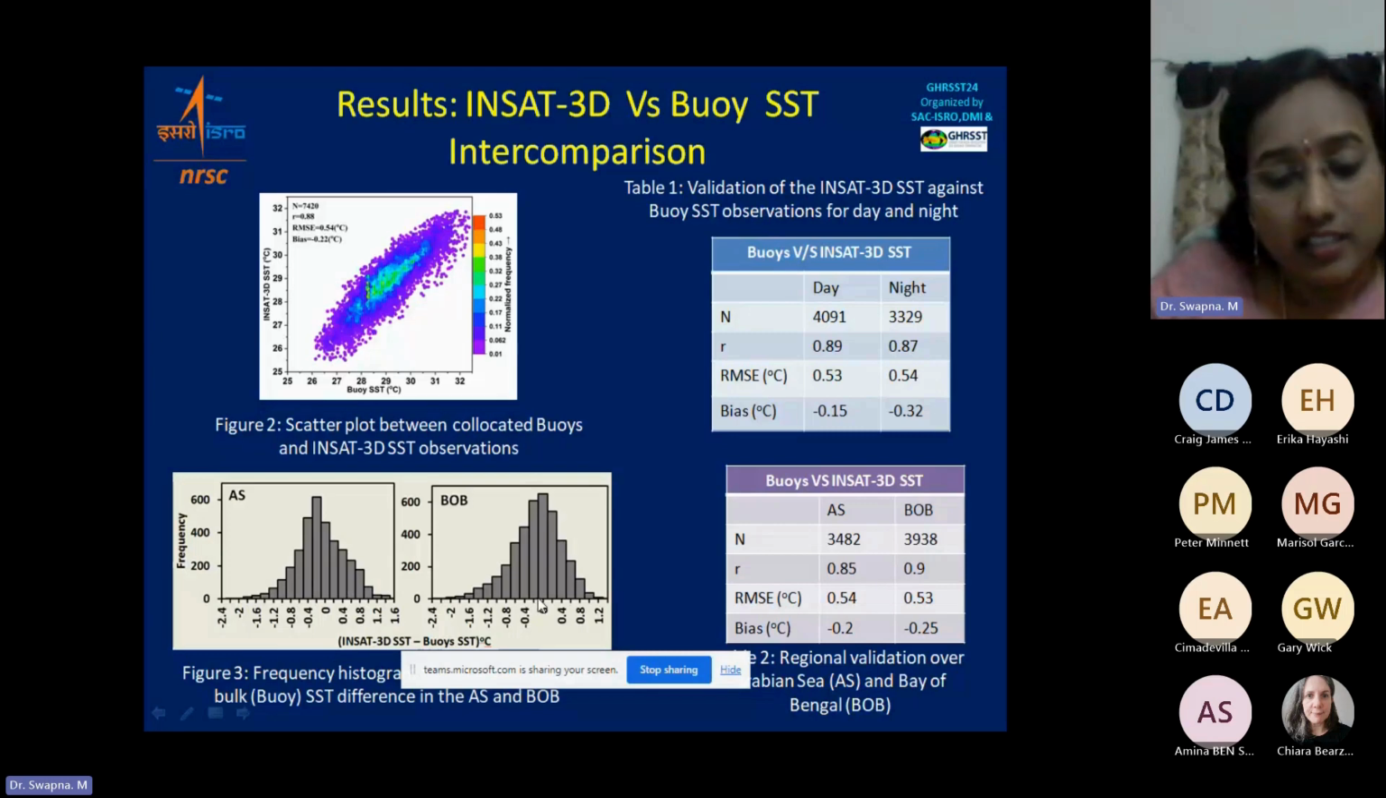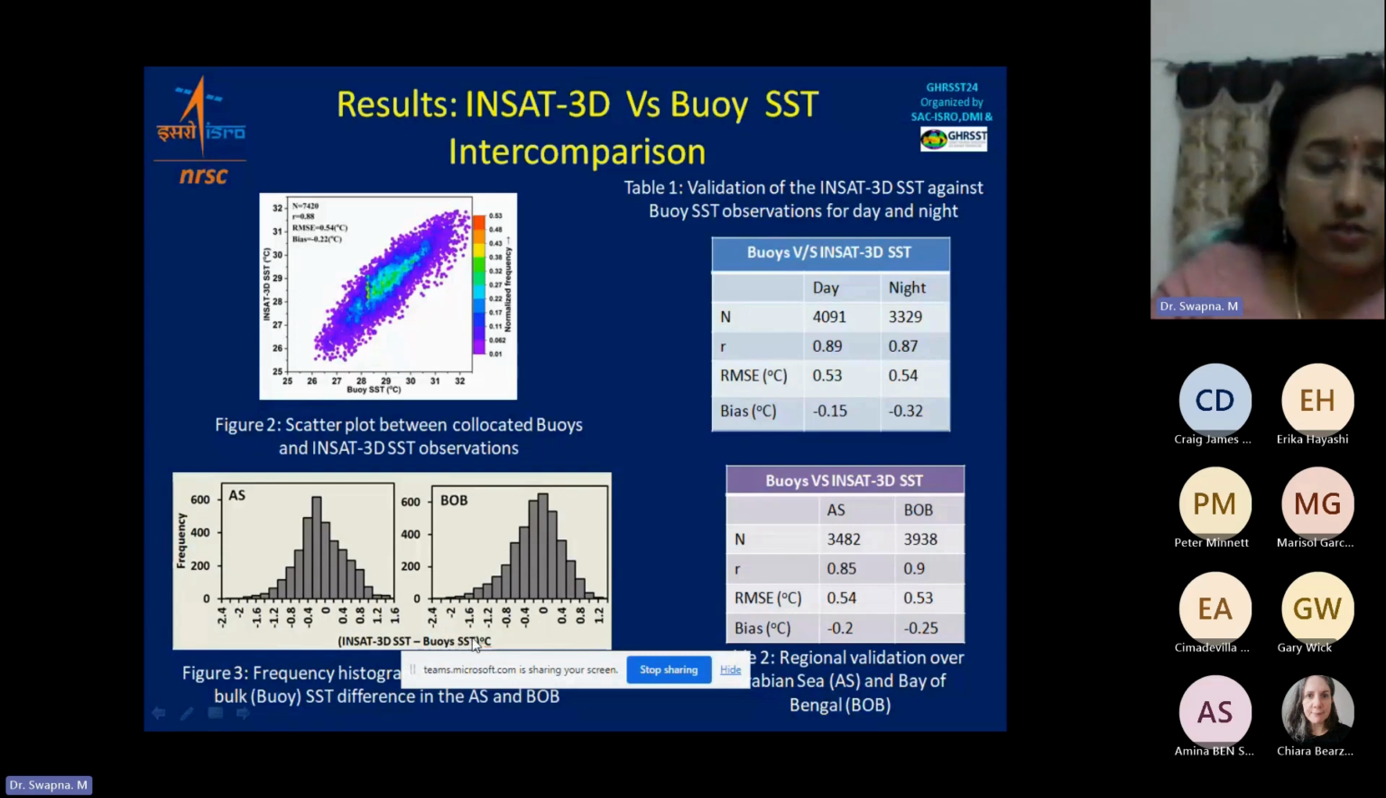Almost similar cases are observed for the Bay of Bengal. See, around 50% of data is negative, and 29% of data is positive. 21% of data is on par with the buoy SST observation.